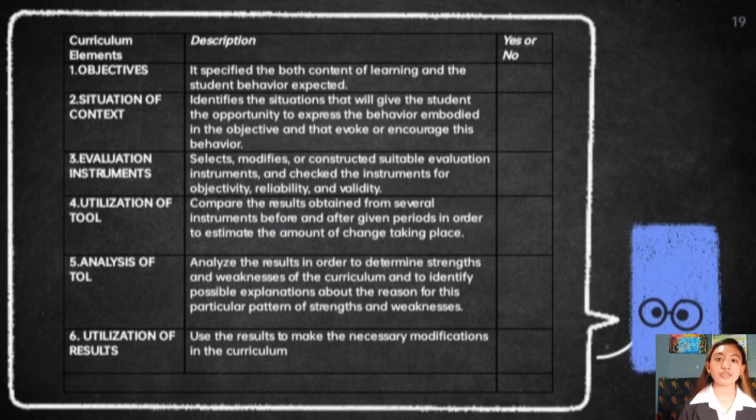The fourth is utilization of tools. The curriculum must utilize the tools in order to obtain results by computing from the instruments before and after to determine the changes. The fifth is analysis of results. Analyze the obtained results to determine the strengths and weaknesses of the curriculum. And lastly is the utilization of the results. The results are used to make changes or modifications.